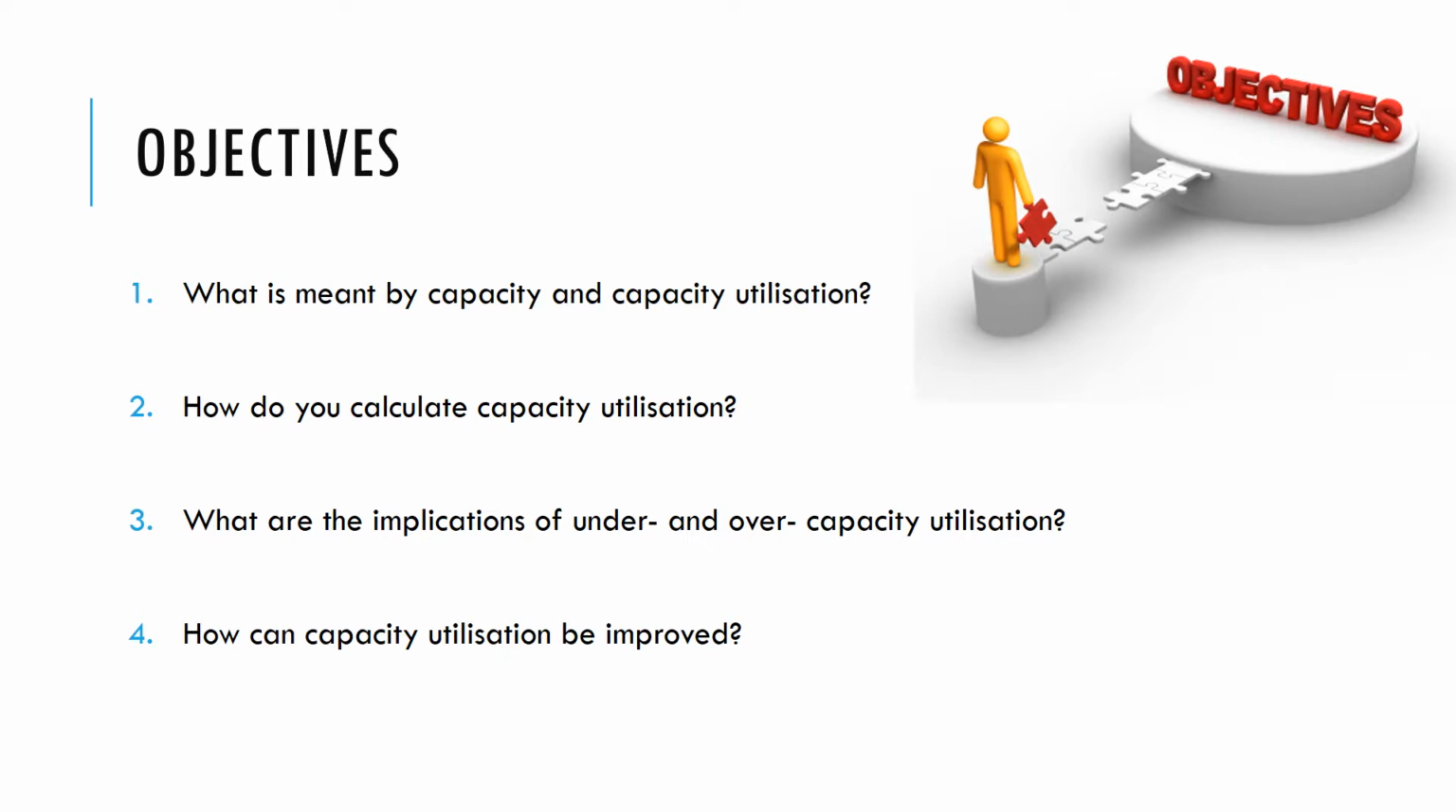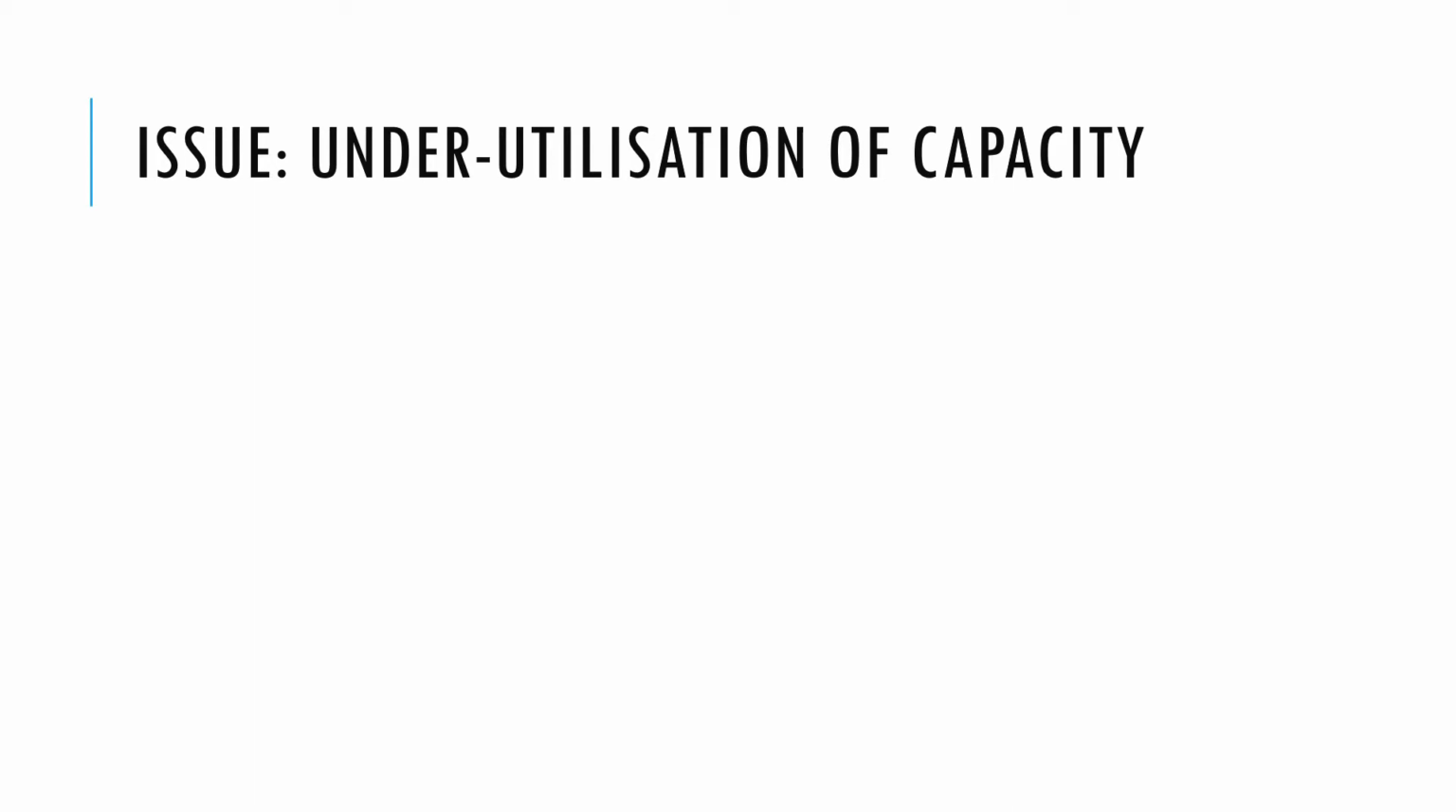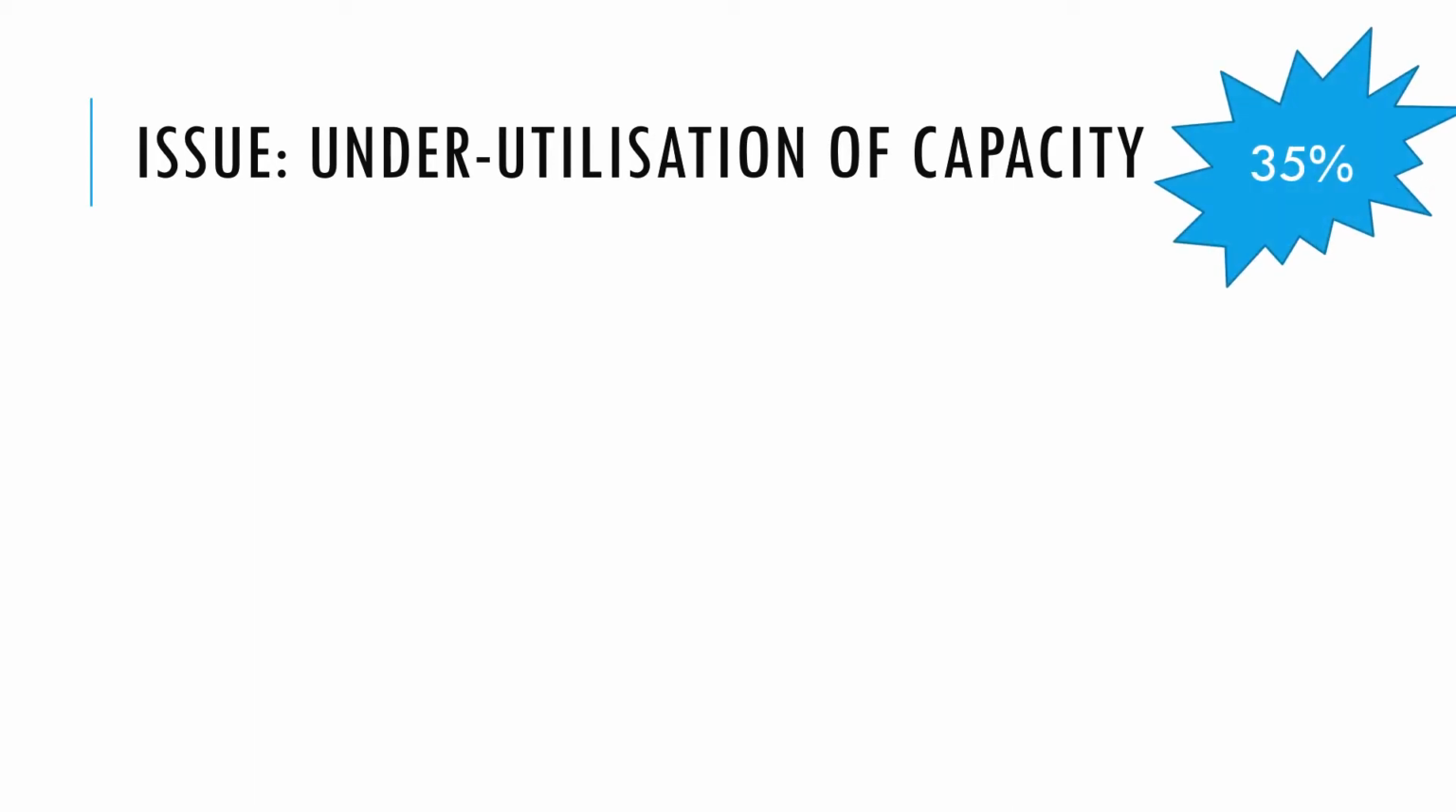So we've looked at capacity and capacity utilisation and how you calculate it. We're now going to look at some of the implications of under and over capacity and how it could be improved. Let's consider underutilisation of capacity first of all. And what this means is we've got a low level of capacity utilisation. Let's say 30%, something like that. So only 30% of what we could produce is actually being produced.